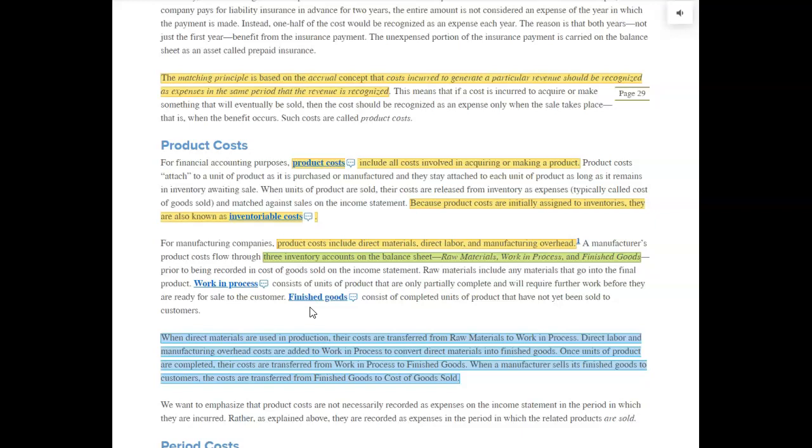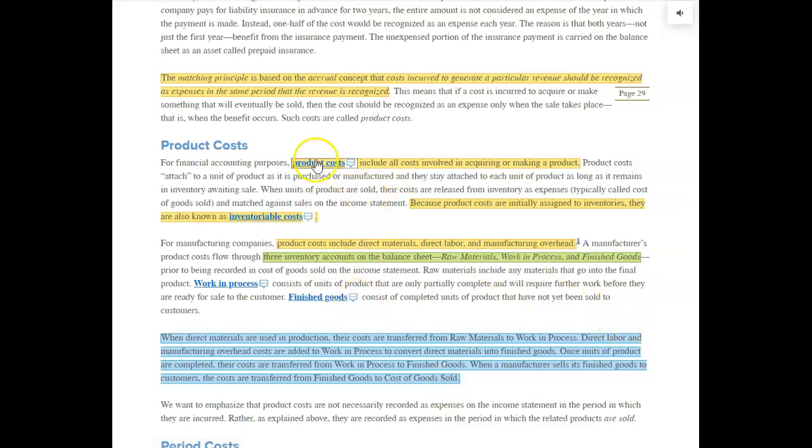Until you sell those items, all those costs involved, all the materials, labor, and overhead you incurred to make the product, will sit in the finished goods inventory account until the product is sold. And then, just like we saw in the previous course, when you sell an item, the cost is transferred to the cost of goods sold account. So the three inventory accounts we have in this course are raw materials inventory, work in process inventory, and finished goods inventory. Then going past that, we have the regular cost of goods sold account.